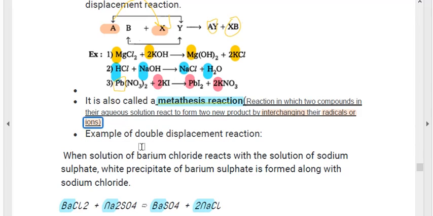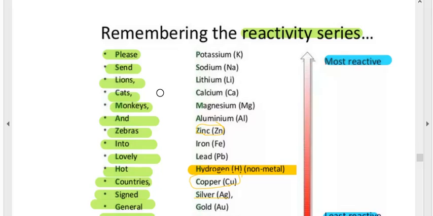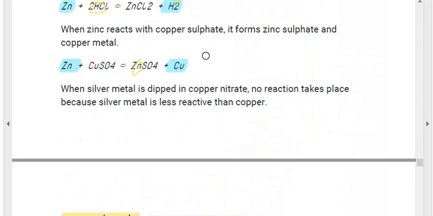So these are examples of double displacement reaction. Here is one more example: barium chloride and sodium sulfate, so barium sulfate forms and sodium chloride. Sodium is more reactive than barium. You can see in the reactivity series, sodium is more reactive. Barium is not given here, but because of valence electrons, sodium is more reactive than barium.